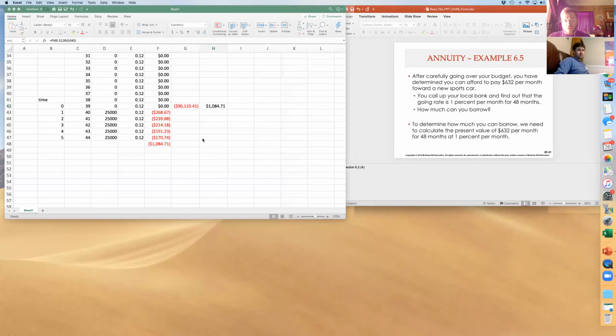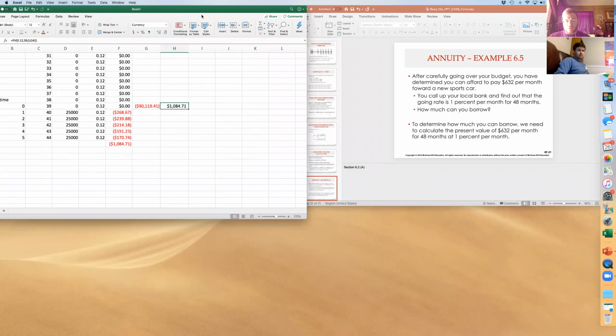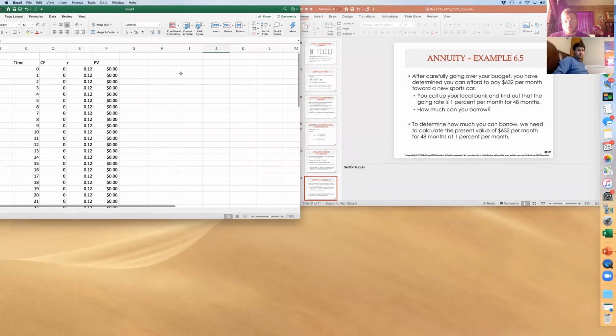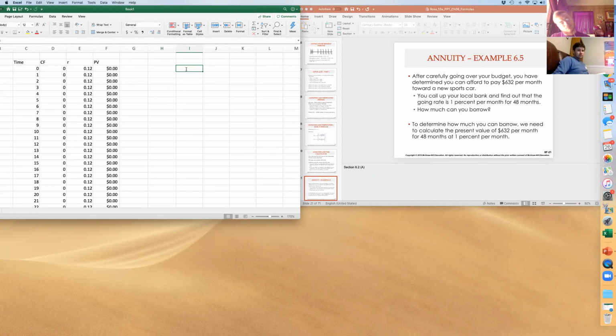But there are some complications here: you've got monthly compounding, you've got an annuity, and so this is actually a pretty complicated question, but this is one you would face when you go out looking for a car.